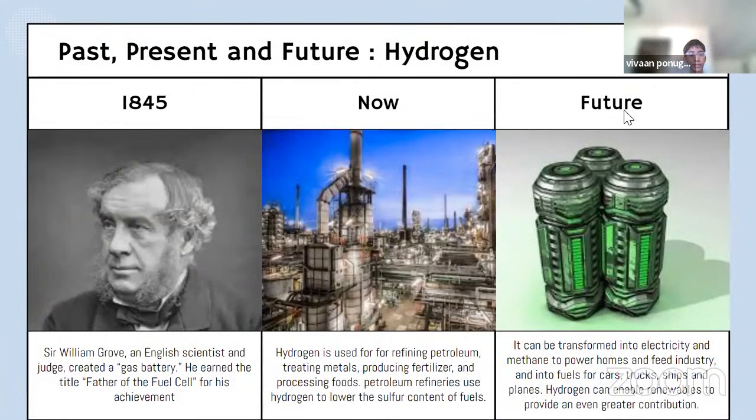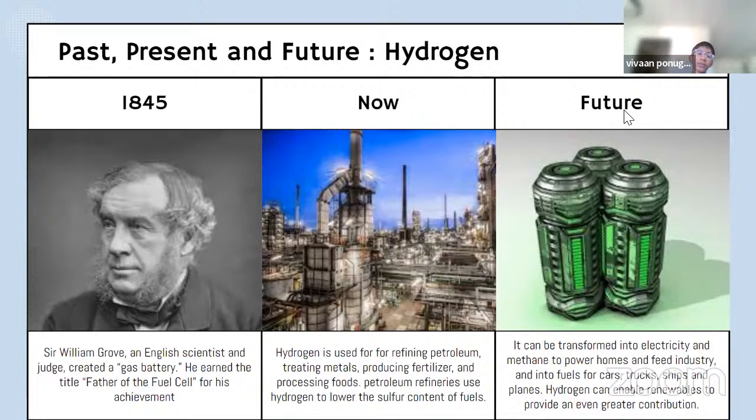Past, present, and future, hydrogen. In 1845, Sir William Grove, an English scientist and judge, created a gas battery. He earned the title father of the fuel cell for this achievement. It generates electricity by storing hydrogen fuel that can be burnt. But he didn't create the futuristic hydrogen fuel cell that we know today that powers hybrid cars. He just made a simple hydrogen fuel cell, one that could barely provide enough electricity for a light bulb.